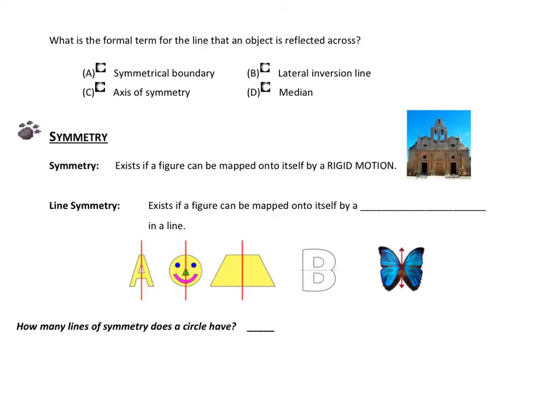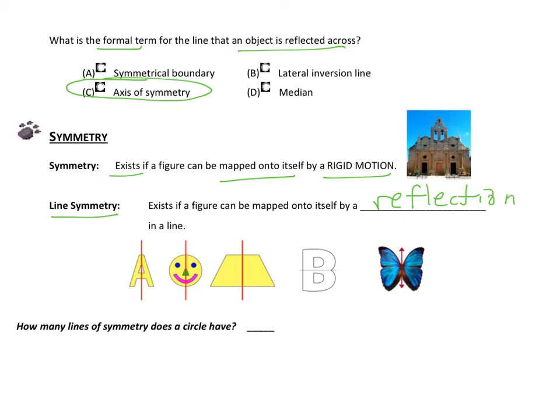Looking at a few definitions and questions on the next page of notes, we see that the formal term for a line that an object is reflected across, like that M was, is the axis of symmetry. And symmetry exists if a figure can be mapped onto itself by rigid motion, meaning we don't change the shape or size, mapped onto itself. That M was mapped onto itself. Now that example we had was line symmetry, and it exists if a figure can be mapped onto itself by a reflection, which we did do. And below are just some examples of line symmetry.